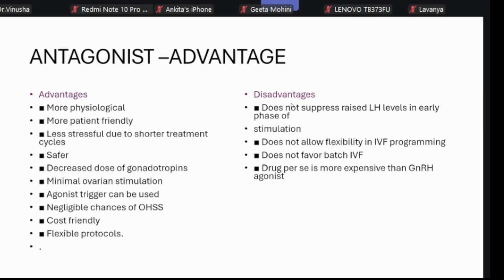But the disadvantage is that we cannot suppress the raised LH levels early in the phase of stimulation. Like in the initial first 4 days, we are not giving any pituitary down regulation. So sometimes the LH levels might not be suppressed properly. And we cannot allow programming. Like in agonist protocol, we can give agonist for the number of days we want, and we can actually time the cycle. But in antagonist, it is not so.